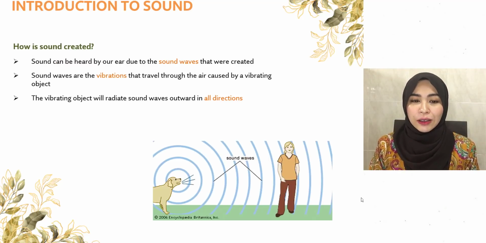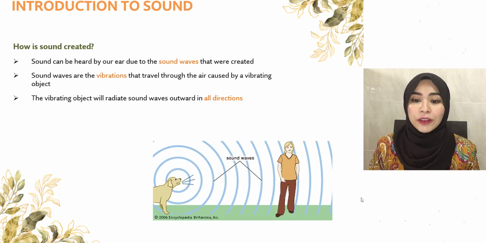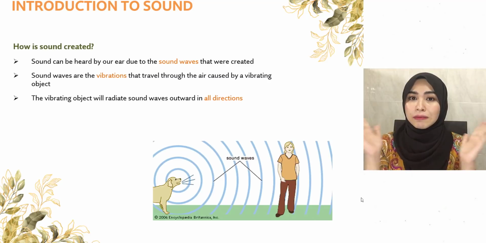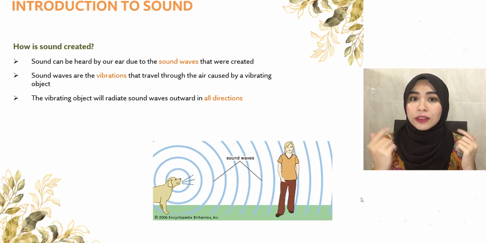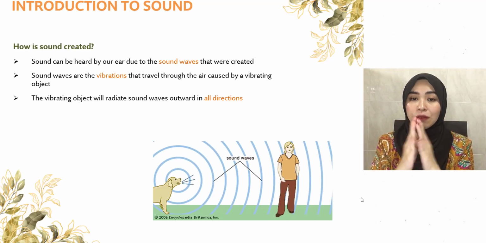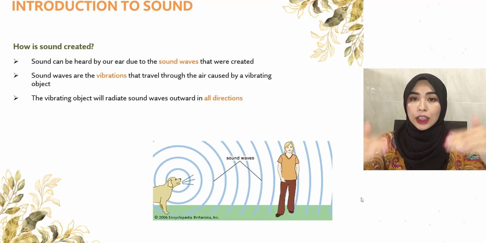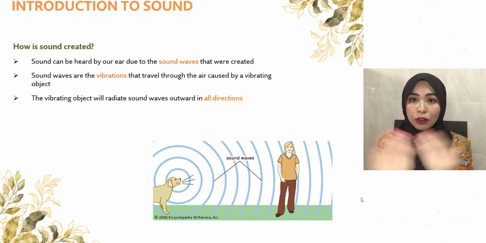So how is sound created? Sound can be heard by our ear due to the sound waves that were created. Sound waves are the vibrations that travel through the air caused by a vibrating object. When things are silent, nothing is moving. But if I clap my hand, this is an object, and it is vibrating, which causes the particles in the air to vibrate and travel into our ear. The vibrating object will radiate sound waves outward in all directions. So when I clap my hand, the vibrations travel in all directions, so the people in front of me, on my side, and in the back can hear me.